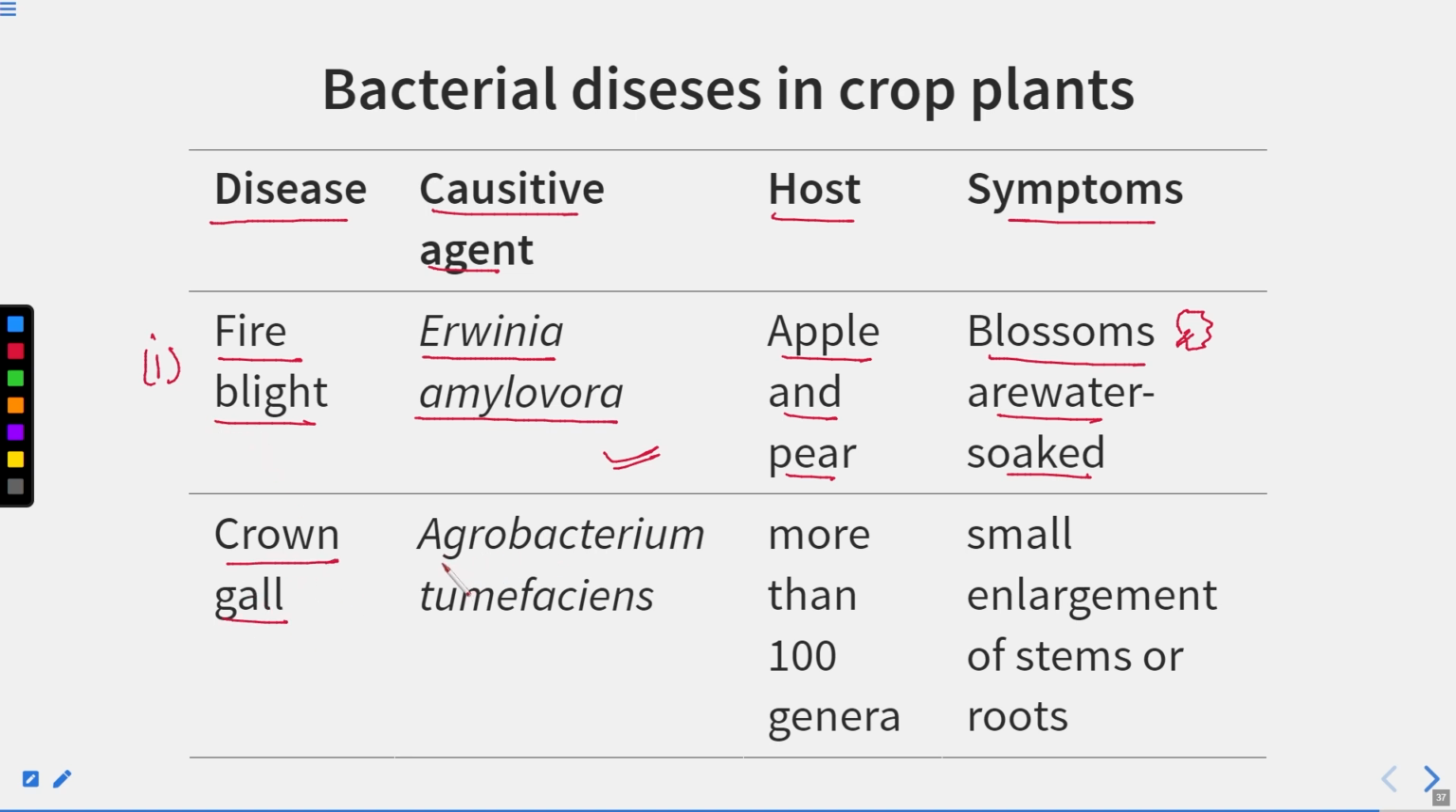Crown gall is caused by Agrobacterium tumefaciens. This is a bacteria, right? It is found in more than 100 genera, including herbs, shrubs, and even hardwood trees. Small enlargements of stems or roots can be seen basically at the level of the soil. So this is very important, right? Enlargement of the stem forms a crown or a gall-like structure, and that is how it got its name, crown gall. This is the second type of disease.